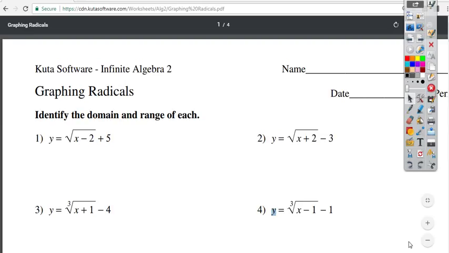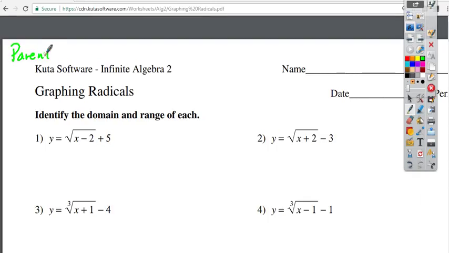And I have a little wall of functions over there, and you can see it on the wall. But the parent square root function is y equals the square root of x. That's your parent. Now, the parent is where all the other similar functions come from. We always relate back to the parent function. Now, the parent square root function looks like this.